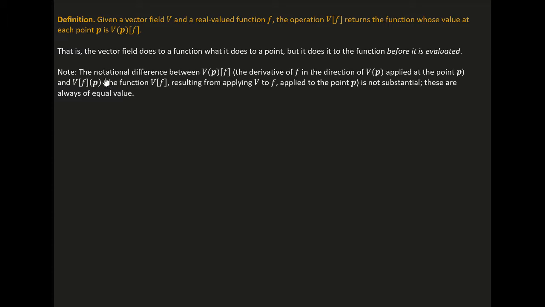We also make a notational note. The notational difference between v of p of f, which is the derivative of f in the direction of v of p applied at the point p, and v of f of p, which is the function v of f resulting from applying v to f, then applied to the point p, is not substantial. These are always of equal value.